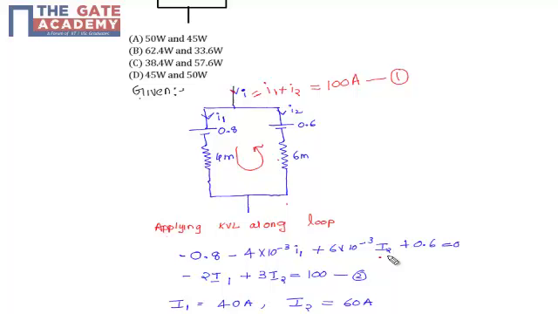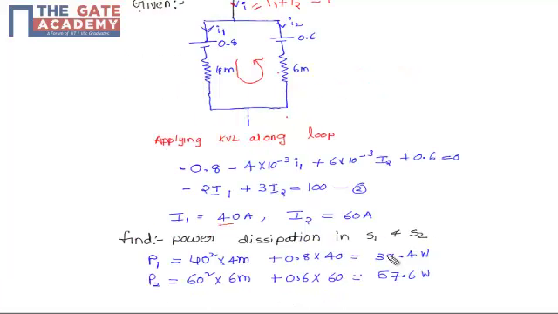After solving this, we get minus 2 I1 plus 3 I2 is equal to 100, which is equation 2. Solving equation 1, I1 plus I2 equal to 100, and equation 2, minus 2 I1 plus 3 I2 equal to 100, we get the value of I1 as 40 ampere and I2 as 60 ampere.